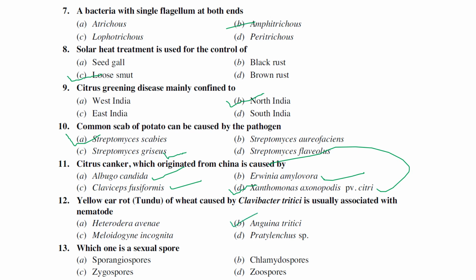Generally this is a very important disease when it comes to wheat. This is actually associated with the nematode Anguina tritici, and this Anguina tritici is the first plant parasitic nematode to be discovered, by Needham in 1743.